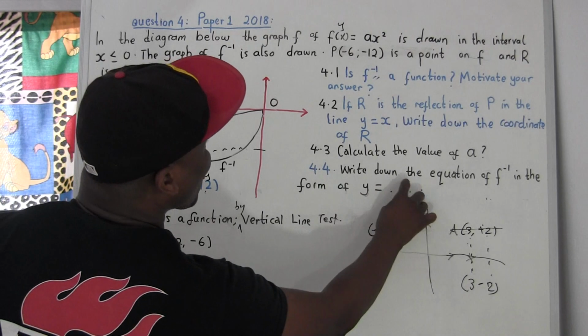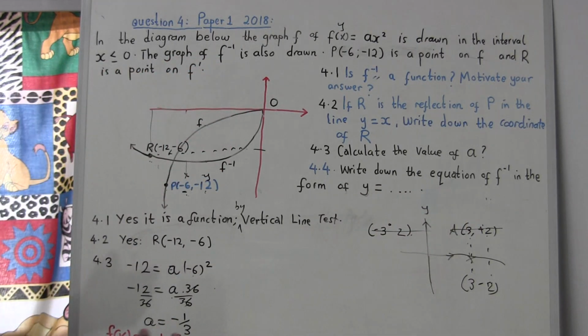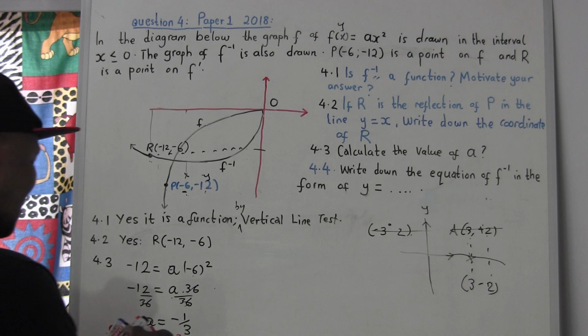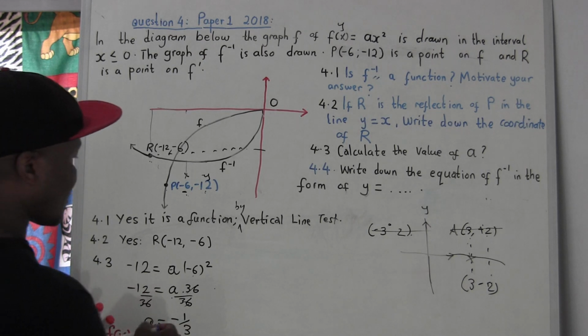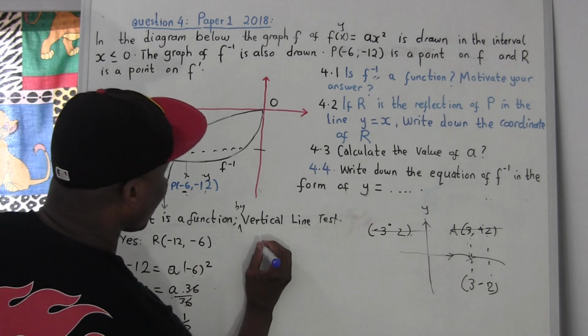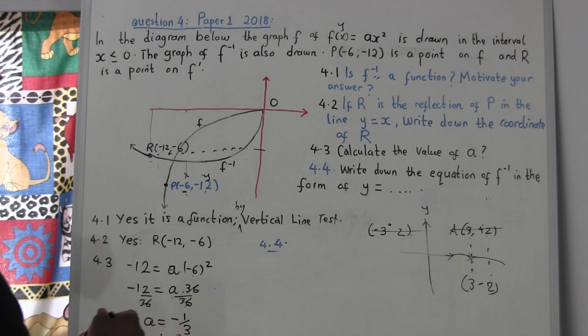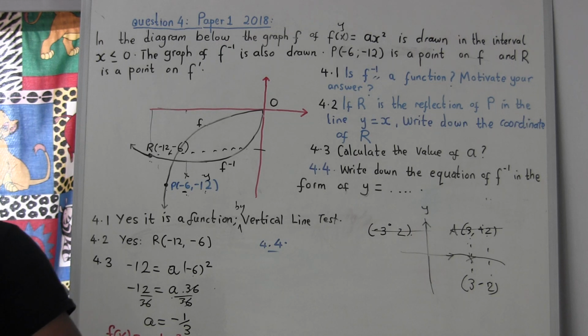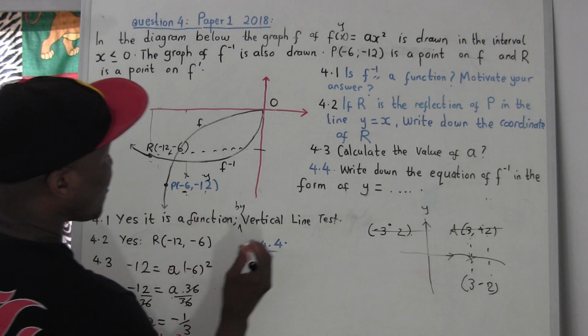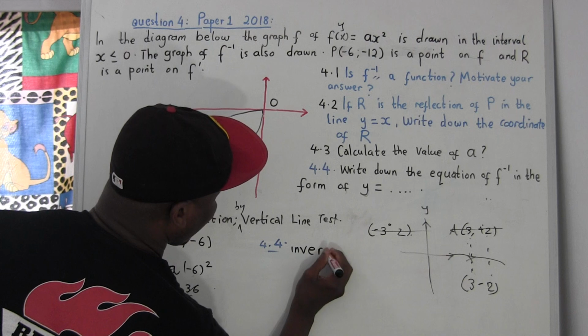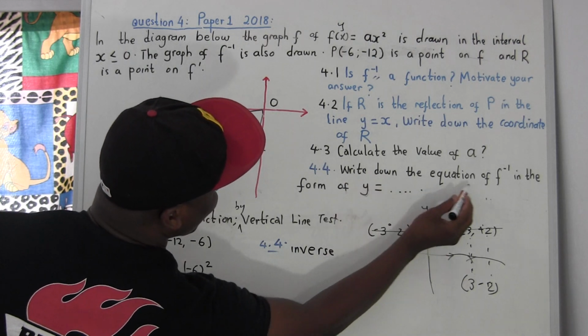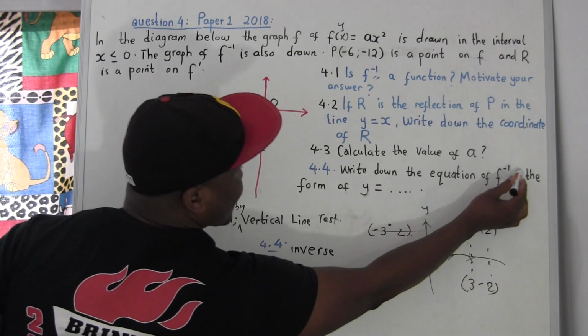And then write down the equation of f inverse. Oh, so the equation of f inverse. Remember, if you want to get f inverse, it's very, very easy. So that's 4.4. Okay, let's get f inverse. How do you do it? Whenever you find the inverse, the inverse of what? In this case, of f.